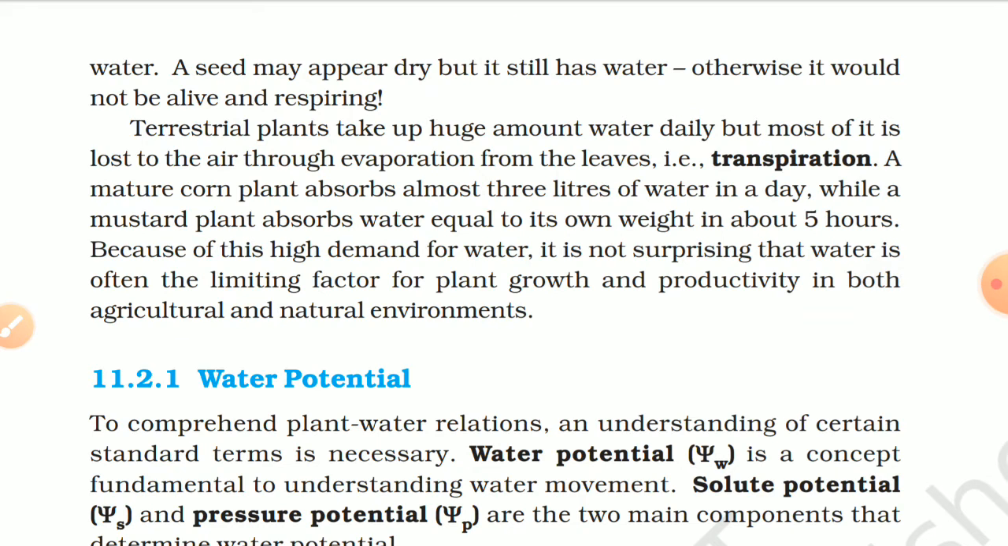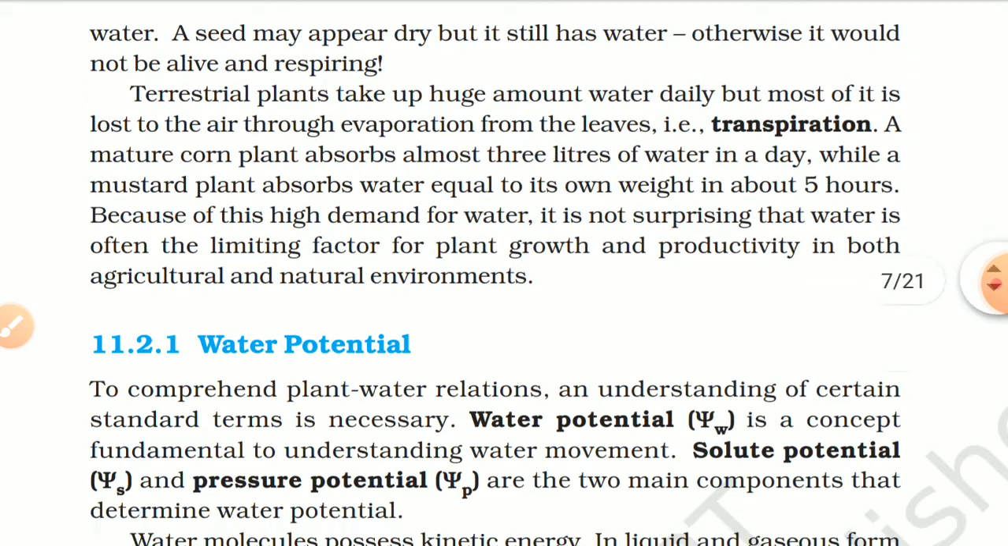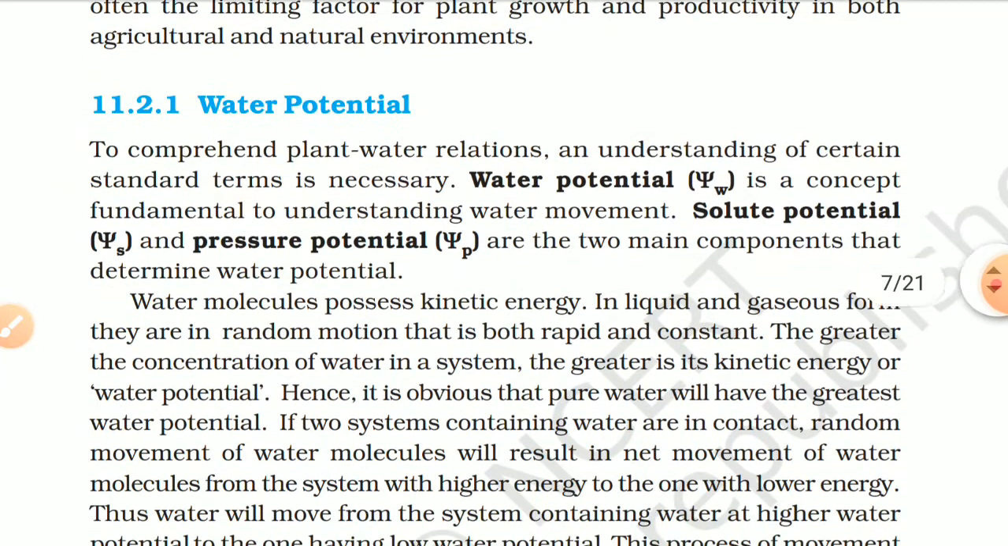Terrestrial plants take up huge amounts of water daily, but most of it is lost to the air through evaporation from the leaves, that is transpiration. A mature corn plant absorbs almost 3 liters of water a day, while a mustard plant absorbs water equal to its own weight in about 5 hours. Because of this high demand for water, it is not surprising that water is often the limiting factor for plant growth and productivity in both agriculture and natural environments.